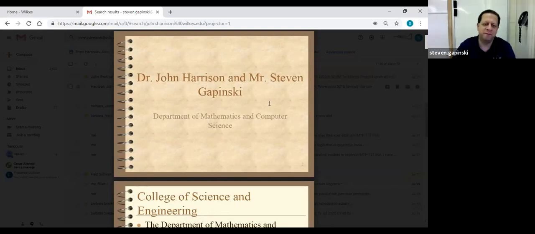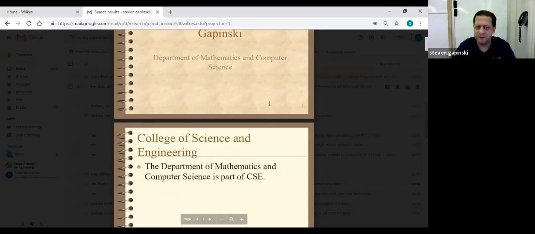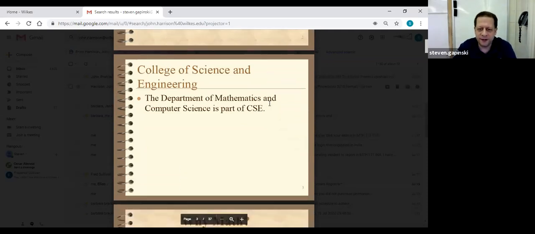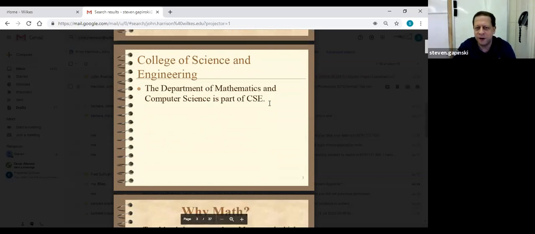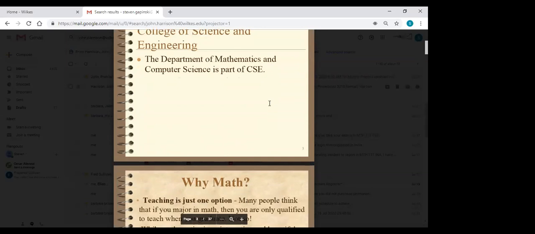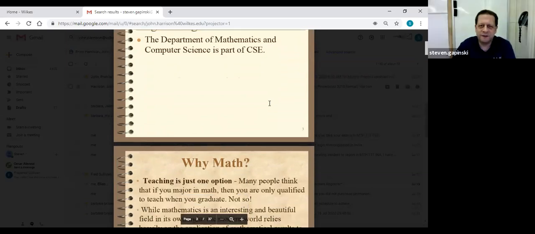The Department of Math and Computer Science is part of the College of Science and Engineering. Generally speaking, at any institution that's a university, you're going to have majors placed within colleges, and the natural place to put math and computer science would be in the College of Science and Engineering. Many of you already know this. Math is certainly a big part of a lot of the sciences, and computer science, I like to think of as an applied version of math. So it's a natural place to put it. We're part of CSE, which is short for College of Science and Engineering.